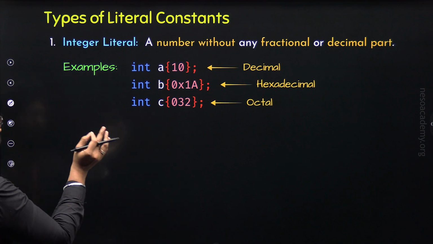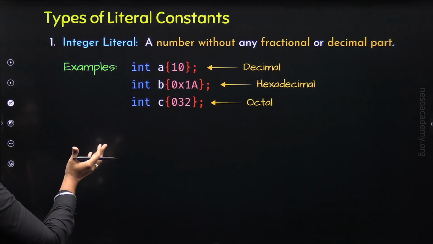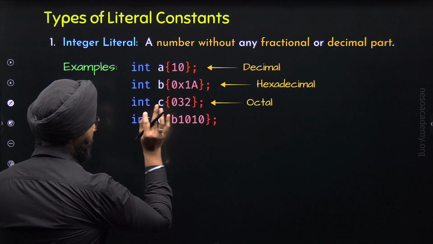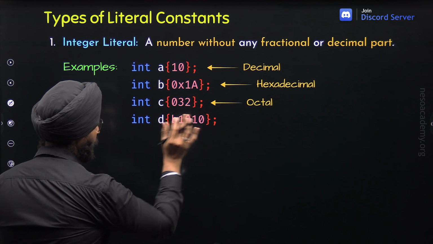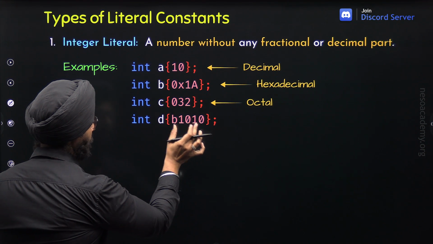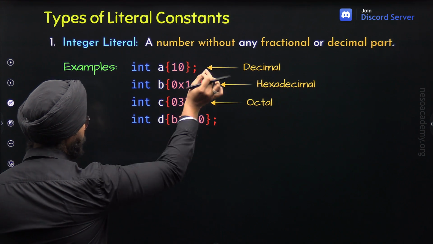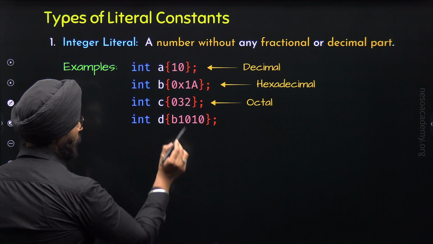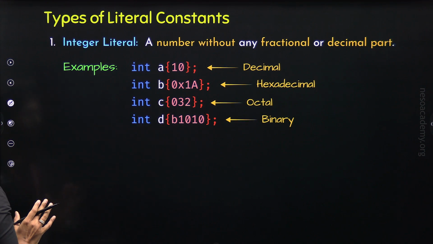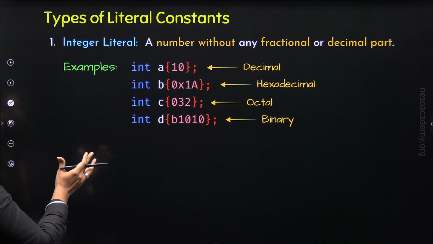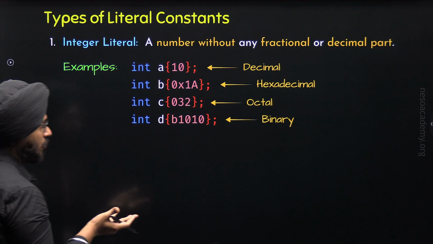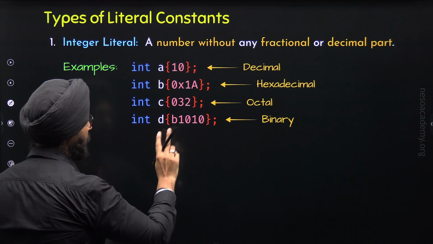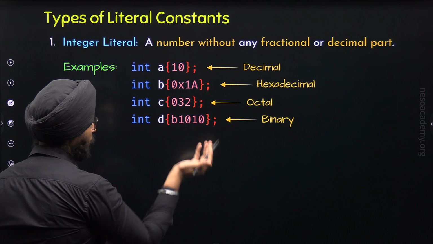Now let's move to the fourth type of notation, which is the binary notation. Here to this variable d, I have provided this value b1010. 1010 is a binary number. This is not a decimal number. I have indicated this with the help of this prefix b. So clearly this is a binary number. So through binary notation also it is possible to represent an integer literal. And the range of digits is from 0 to 1. So there are only two possible digits, 0 or 1.